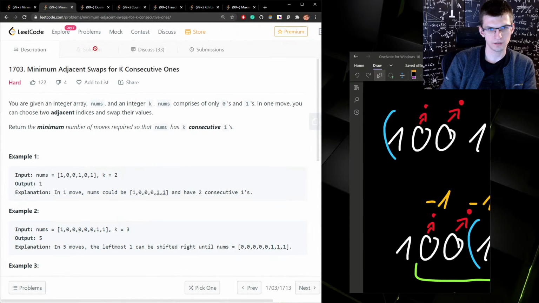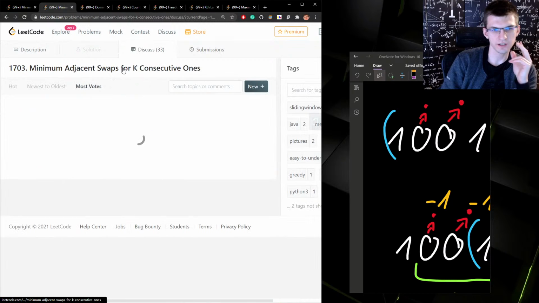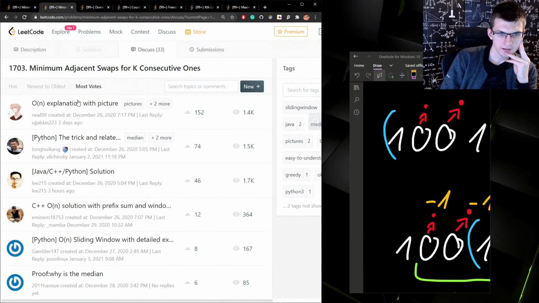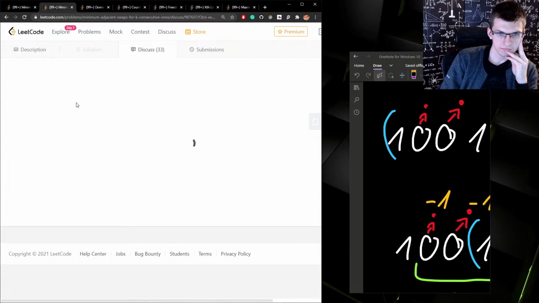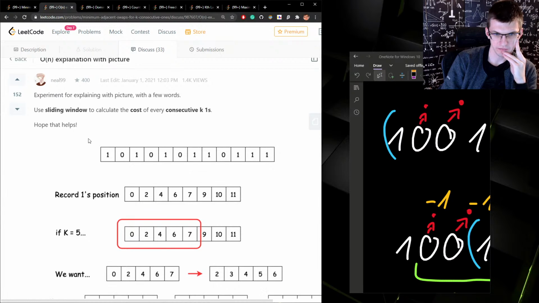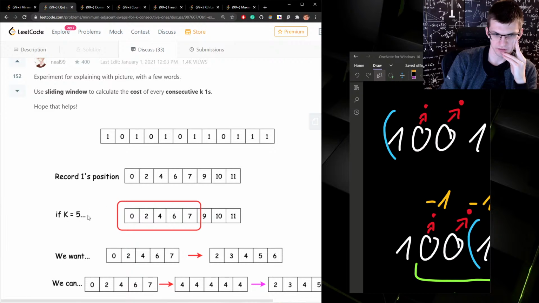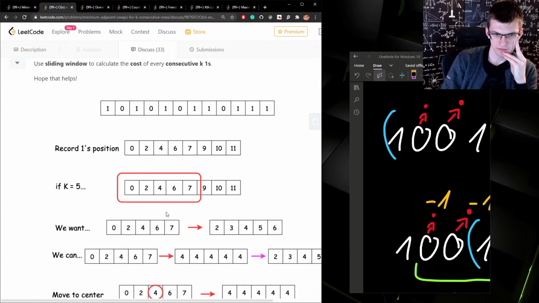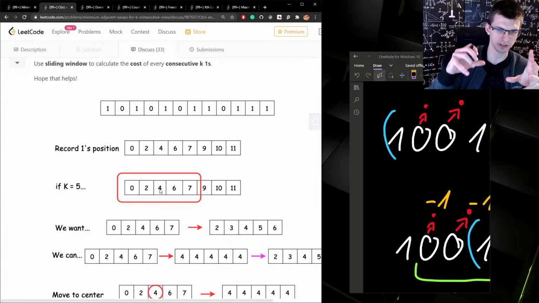Like that. Solution is not here. Discuss. Using sliding window to calculate the cost of every consecutive k ones. Record their positions. Okay, they use the first method, where if we know that the meeting point should be at 4, everything needs to surround it. So if the meeting point is at 4, all ones need to get to 2, 3, 4, 5, 6.